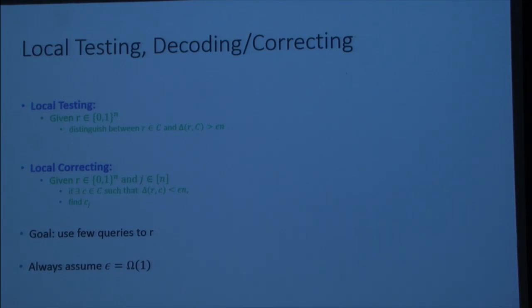The problem of local correcting is, given a received word r or a string in 0, 1 to the n, suppose you know that it is close to a true code word. It's not too far away. So it's epsilon close to a true code word. It arose after making not too many errors. Can we, for any coordinate j, find the true value of the jth coordinate by making few queries into this corrupted word? You can't hope to recover the entire true code word in sublinear time because you only have sublinear time. But for any coordinate, you could hope to recover it very efficiently. And you want to do this with few queries, and we'll always assume that the distance of the code is at least a constant, and so epsilon, let's think of as some small absolute constant in both these problems.